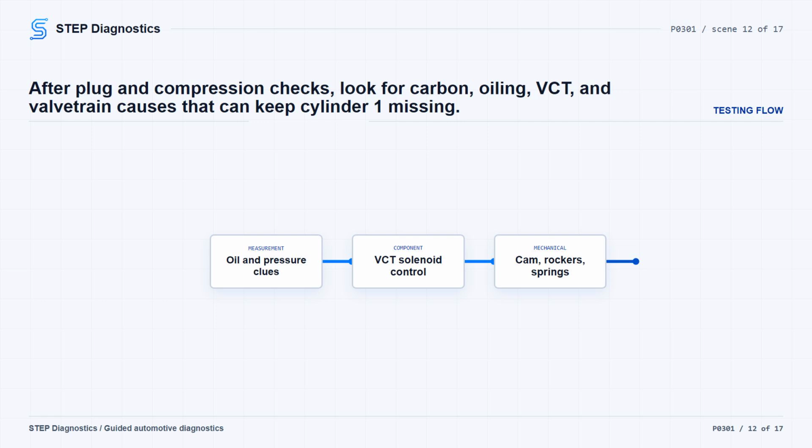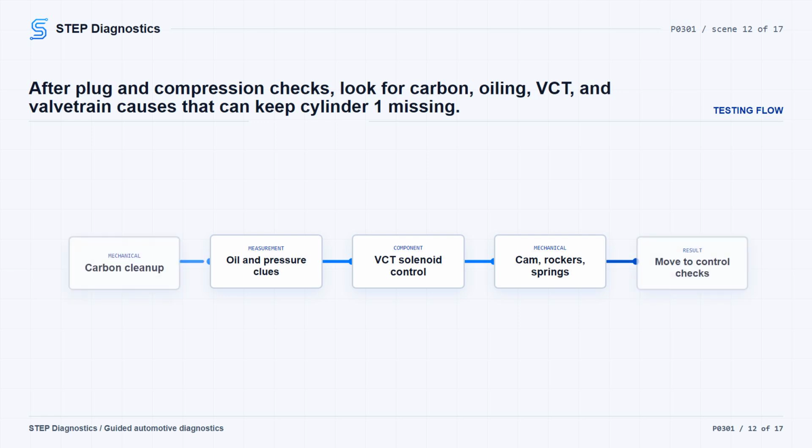Look for mechanical tolerance concerns, oil pressure concerns, low oil level, the wrong oil filter, dirty or deteriorated oil, contamination, incorrect viscosity, and aerated oil. These checks matter because skipping them can lead you in the wrong direction. Then check VCT solenoid operation.